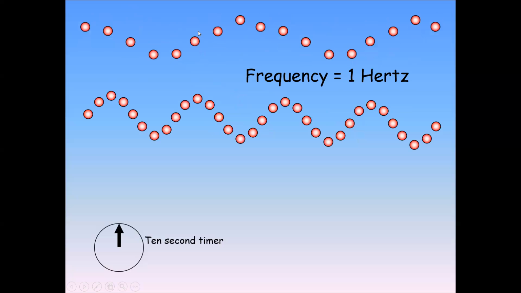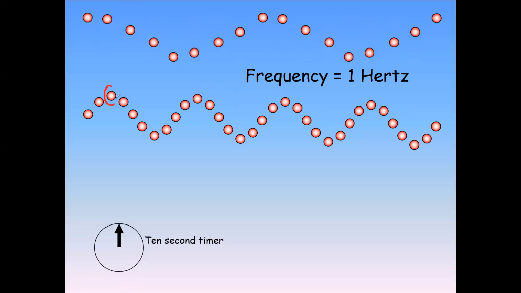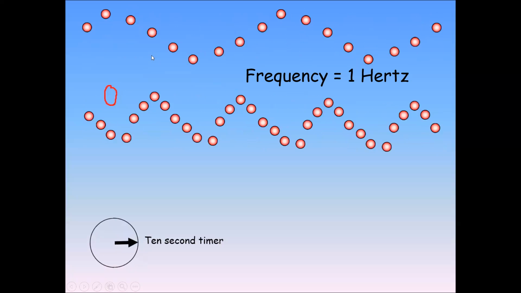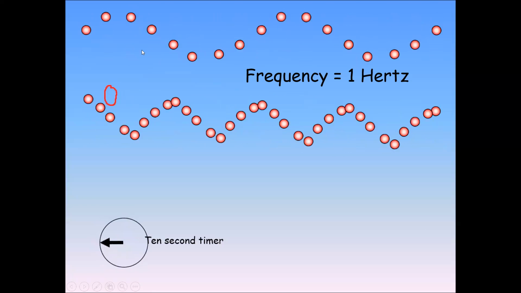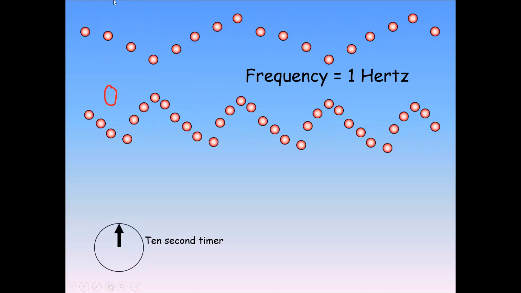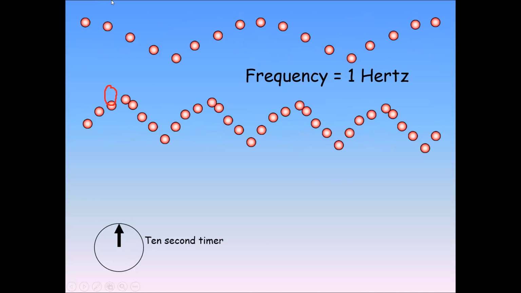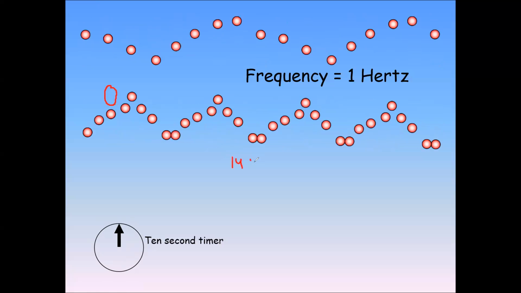The next example, focus on this. How many vibrations are there? 1, 2, 3, 4, 5, 6, 7, 8, 9, 10, 11, 12, 13, 14. So there are 14 vibrations in the 10-second timer. So in 1 second, how many vibrations are there? X, when we multiply, it will be 14 divided by 10. The total number of vibrations divided by time interval, so it will be 1.4.